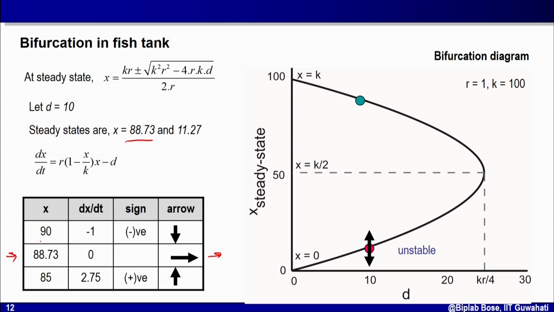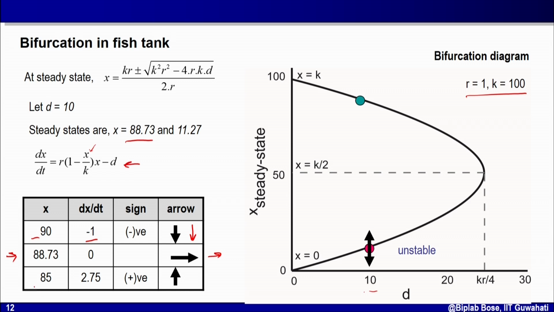I took a slightly higher value, 90 here, and I put the value of 90 in this ODE, and k equal to 100, r equal to 1 as I have mentioned here, and d as we have decided is 10. So if you put those values together and calculate dxdt, you will get minus 1. So I have a negative sign. That means the arrow is pointing towards the steady state, the horizontal one.